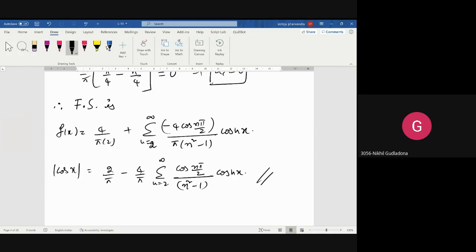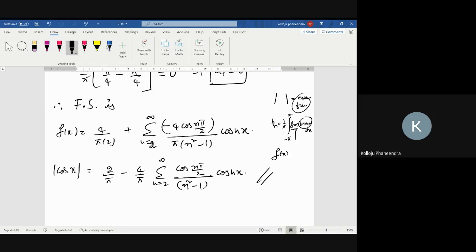Sir, for this case, it's not needed to take bn, sir. No, why? Because it is an even function, no? Mod function is always an even function. For an even function, what is bn? Bn is 1 by pi, integral from minus pi to pi, f of x into sine nx dx, right? What is f of x here? Even function. And this sine is what function? Odd function, no?